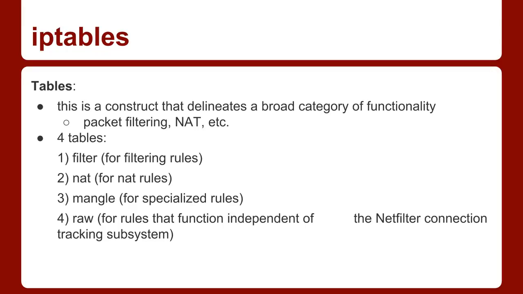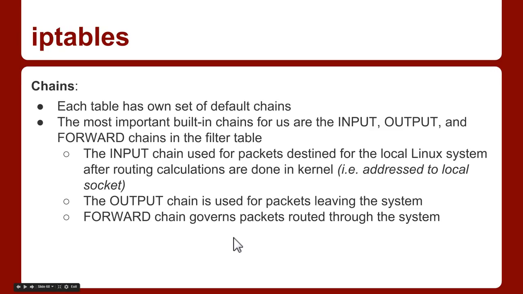So for iptables, there's an addition of a fourth table, which is called raw, and it operates independent of netfilter. We're not going to cover it. It's tricky.